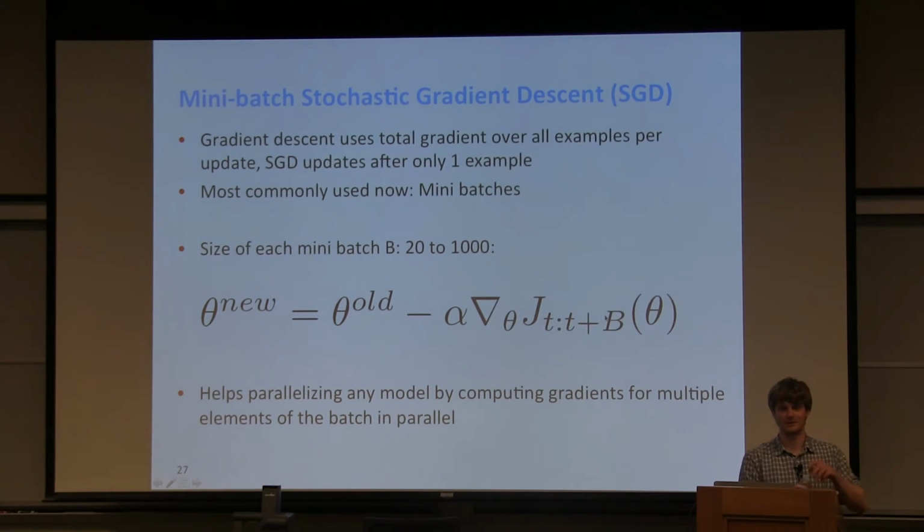Does that make sense? Are there any questions around that? That is basically the default that you almost always want to use, is some kind of mini batched stochastic gradient descent.